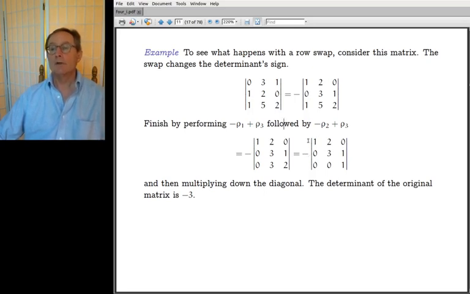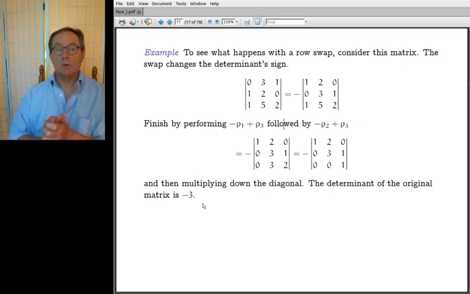Ignoring the negative sign for the moment, this is an echelon form matrix multiplied down the diagonal. 1 times 3 times 1 makes 3. Along with the negative sign, I get a negative 3. So Gauss's method, keeping track of the row swaps, and also keeping track of any factors that you factor out of the determinant, enables me to calculate the determinant of a matrix, because the definition is exactly calibrated to allow me to do the Gauss's method steps, the most important of which are these combinations like minus rho 1 plus rho 3 and minus rho 2 plus rho 3.